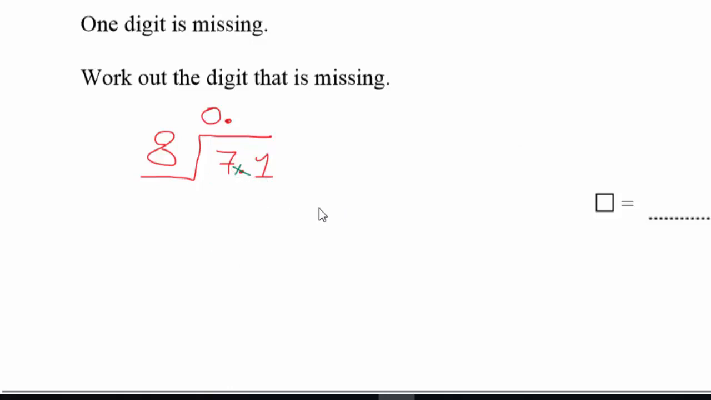Now we have 71. How many 8s are in 71? 8 times 8 is 64. 8 times 9 is 72. We don't want 72 because it's more than 71. Then we go back to 8. 8 times 8, 64. Subtracted. 71 minus 64 is equal to 7.